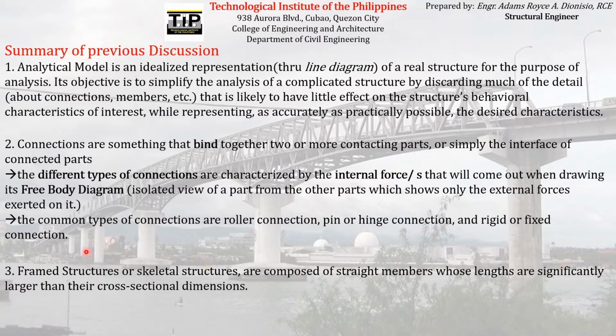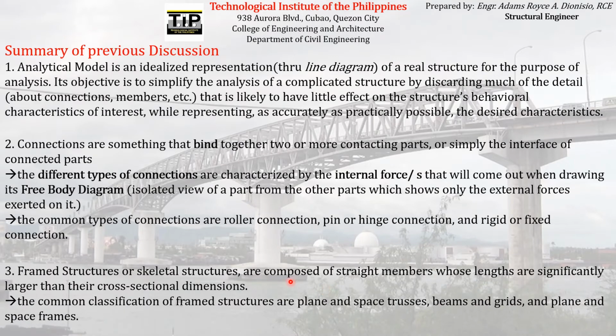Last but not the least na natutunan natin from last meeting or discussion ay yung about sa frame structures. So, we have learned na yung frame structures pala ay structures na composed of straight members kung saan yung mga members na to, yung haba niya compared dun sa cross-sectional dimensions niya ay significantly larger. So, yung mga frame structures pala, ito yung mga structure na yung mga member niya ay mga slender. Maninipis lang, kumbaga. Yung cross-sectional dimension niya, significantly small naman compared dun sa length.